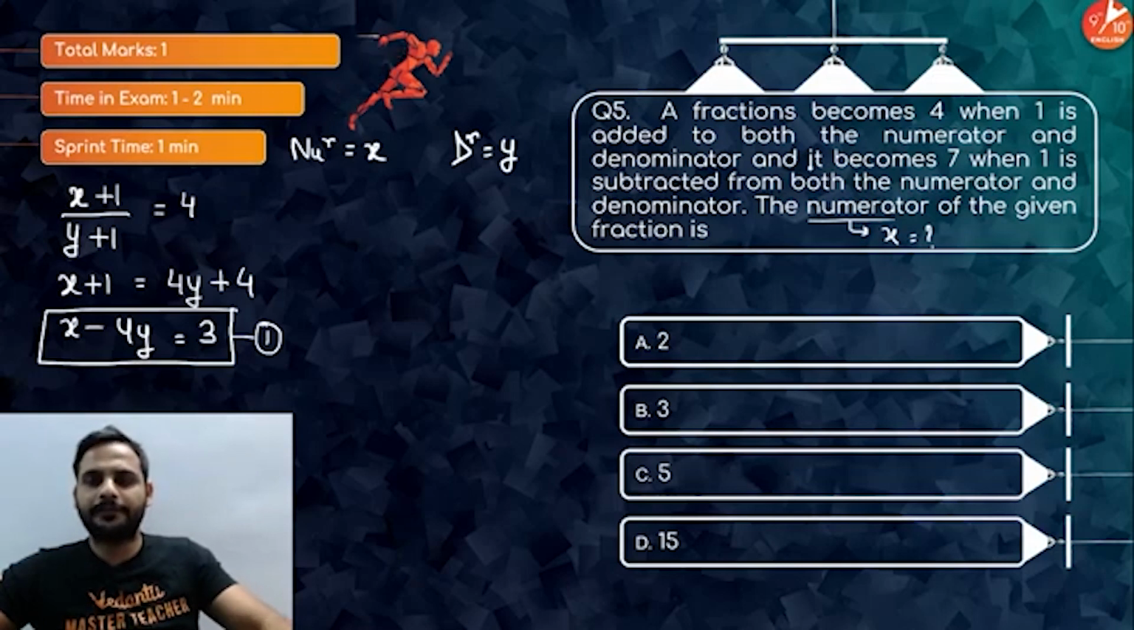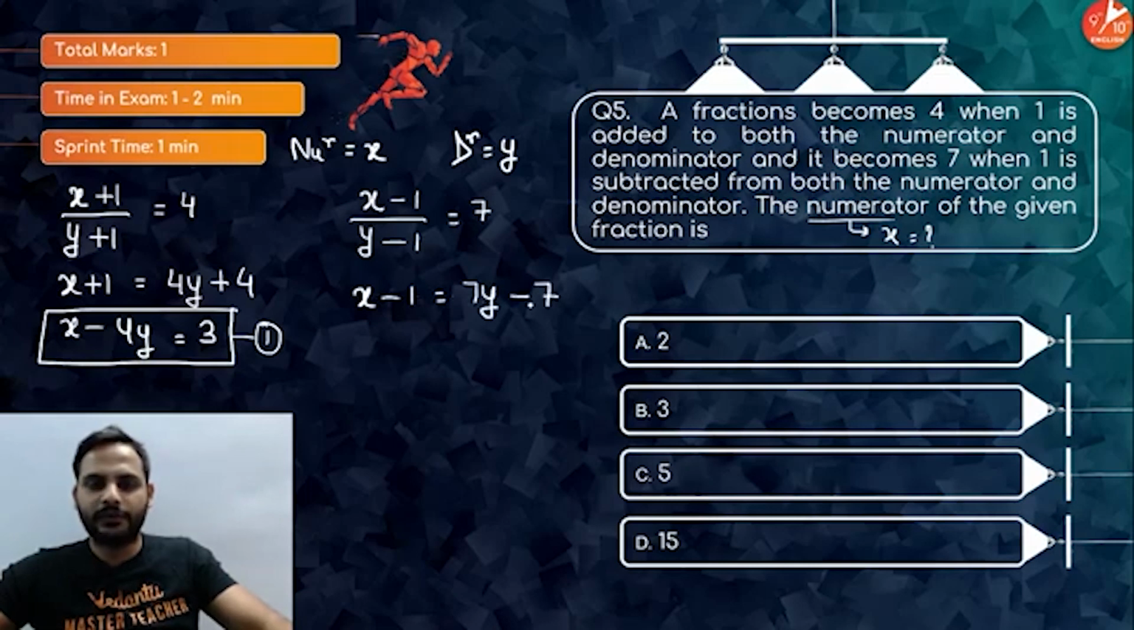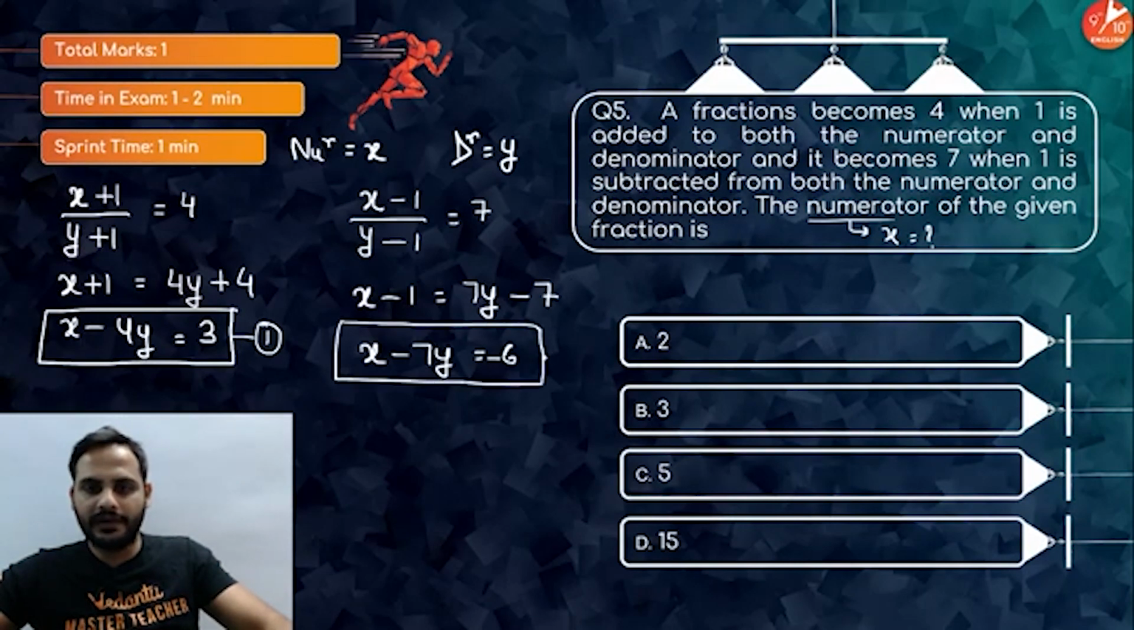Next, it becomes 7 when 1 is subtracted from both the numerator and denominator. So from x subtract 1, from y also subtract 1. It will be equal to what? 7. Cross multiply again. x minus 1 is equal to 7 into y minus 7. Shift 7y over there, minus 1 over there. You'll get x minus 7y. Here minus 7 we already have, minus 1 will become plus 1, which is equal to minus 6. This is our equation number 2.